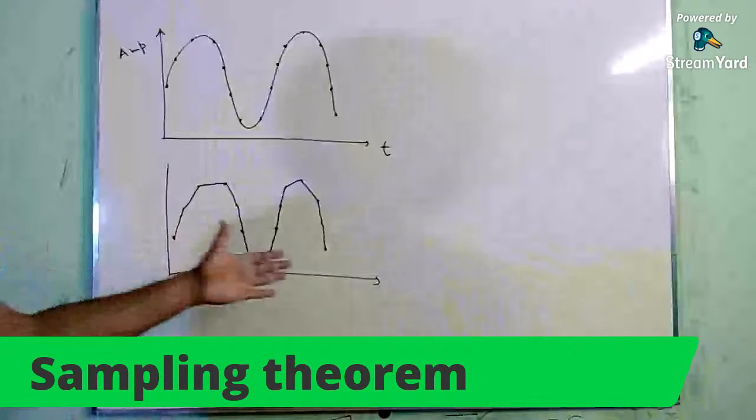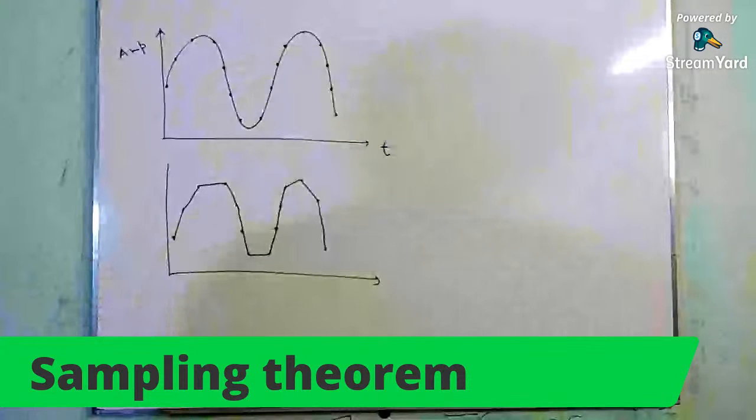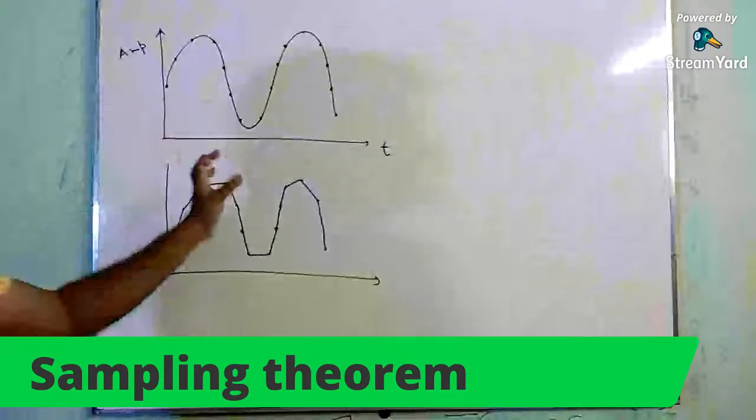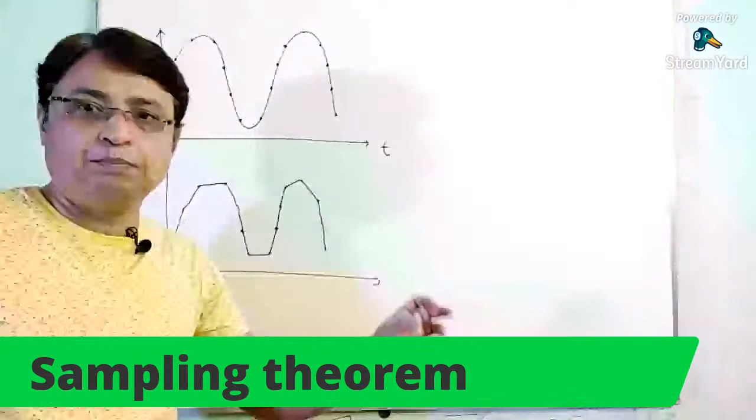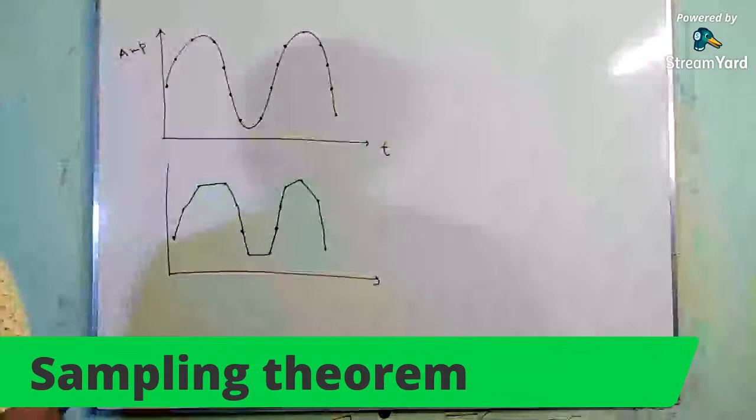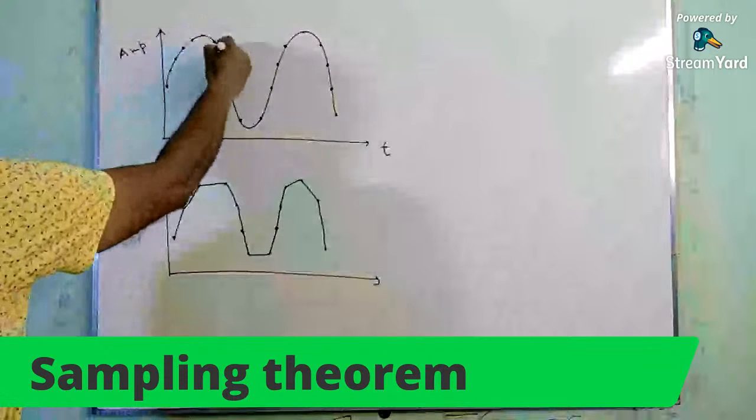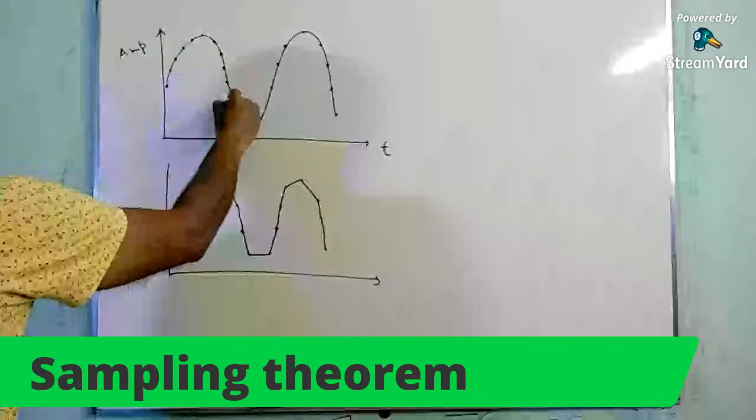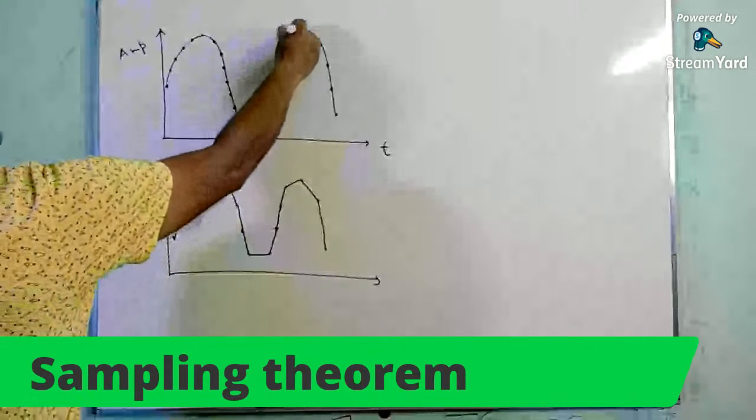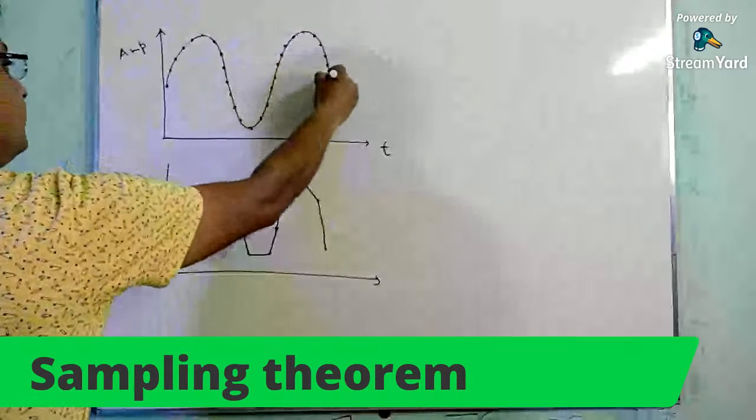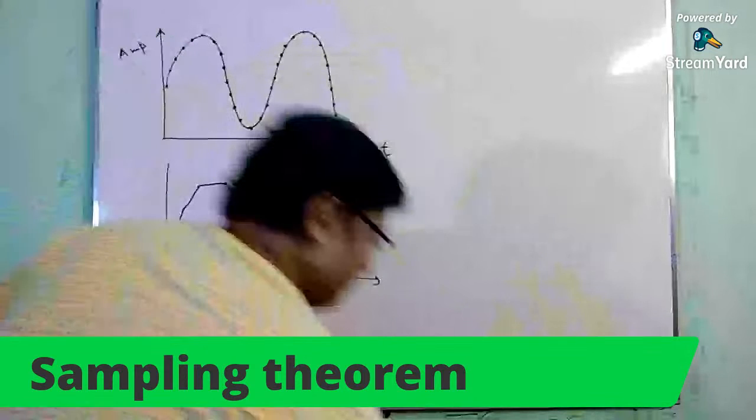Now let's show this again in the figure. If I take the sampling time interval close enough, what will happen? If I take half the time interval, that is after each 5 seconds, I sample, or I take the values from this signal. So what will happen?